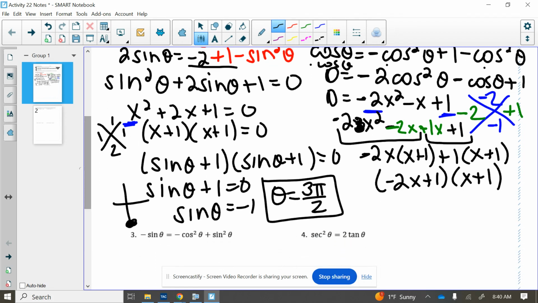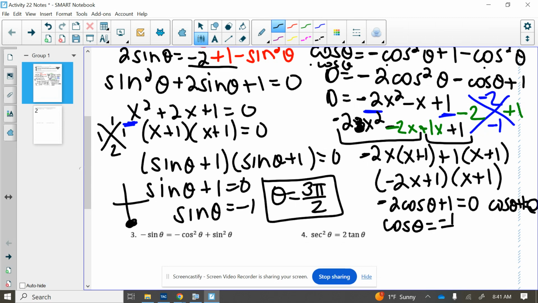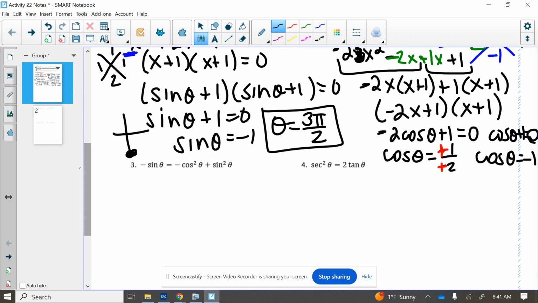Which again, in the case of this, since we are using cosine, really what we're doing is we're setting negative 2 cosine theta plus 1 equal to 0, and then cosine theta plus 1 equal to 0. So if we subtract over the 1 and divide by negative 2, we end up getting 2 negatives, which will cancel to be where is cosine equal to positive 1/2. And then on the other side, subtract over the 1, where is cosine equal to negative 1.